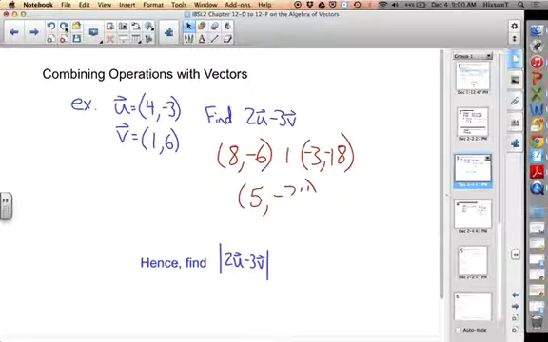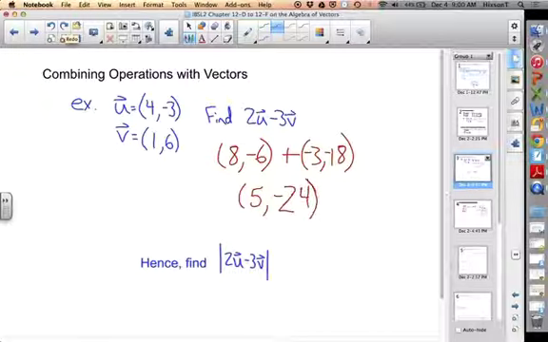Okay, I'm not sure what happened here. My computer's kind of going on the fritz this morning. There we go. Alright. So, go ahead and find the magnitude of this then.